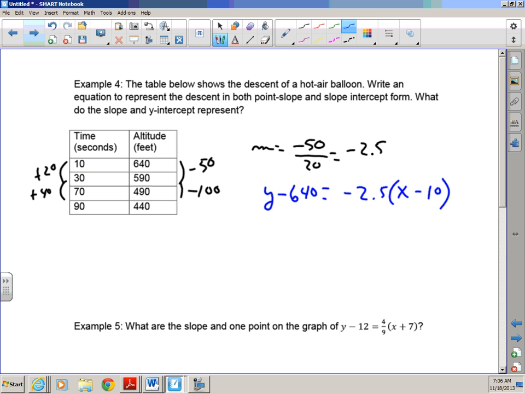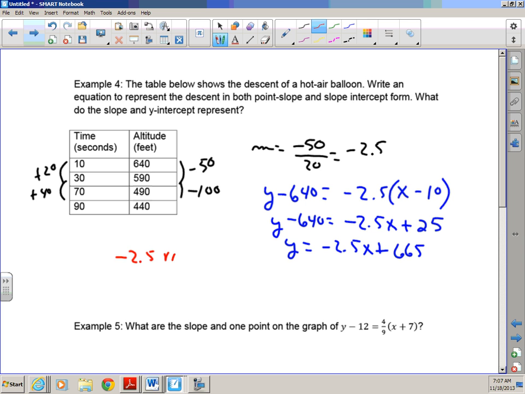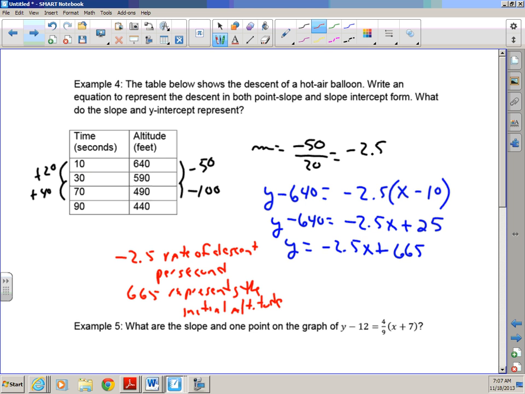And now, if I want to write this in slope-intercept form, what I would do is solve it. Because now I would figure out, because the helpfulness of this is what this tells me is negative 2.5 is the rate of descent per second, feet per second. And the 665 represents the initial altitude. Okay.